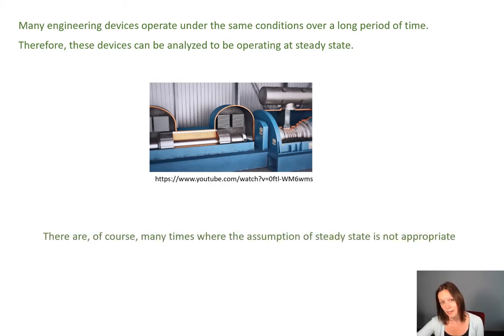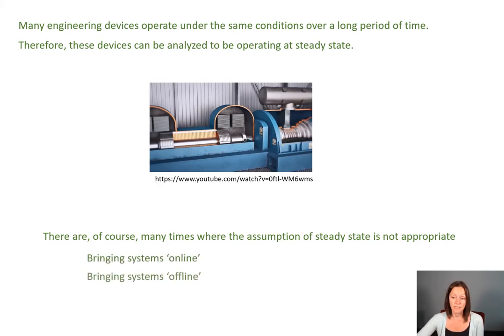Now, there are lots of times where that assumption is not appropriate. For example, if you're bringing the system online, or if you're bringing the system down to do maintenance on it. And there are lots of other cases where that assumption wouldn't be appropriate, but most of the time in this class, we're going to be analyzing systems that are operating at steady state. All right, now nozzles and diffusers.